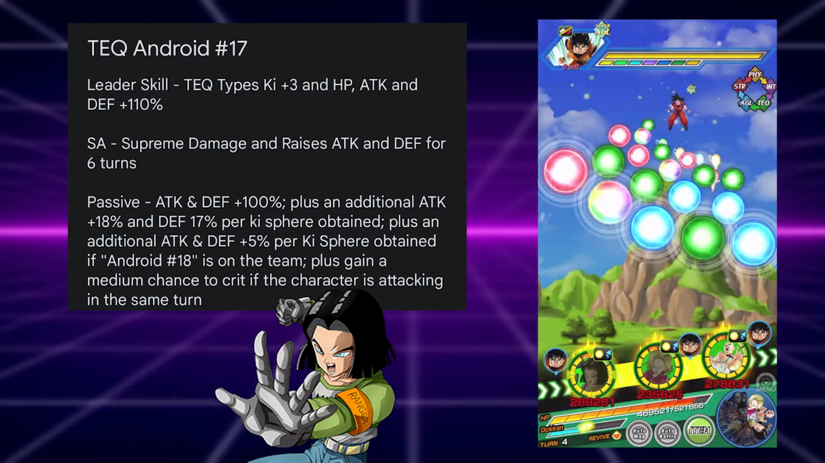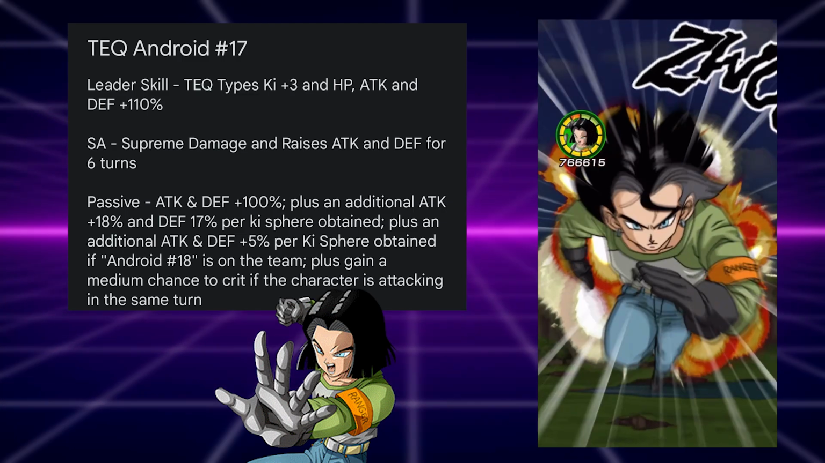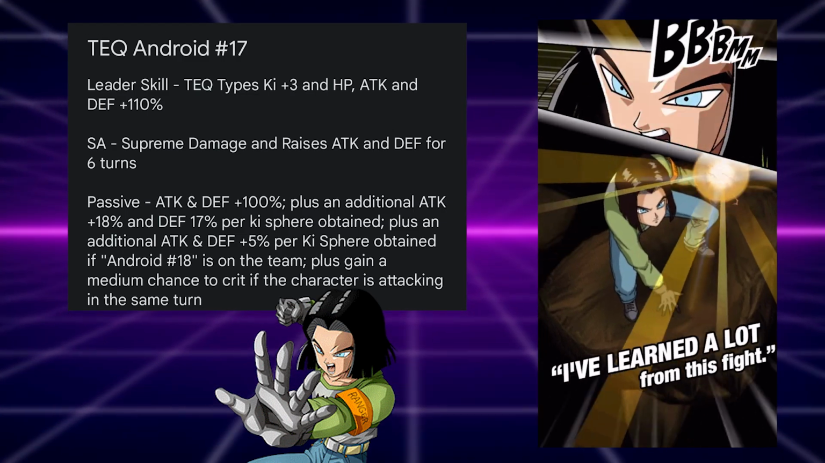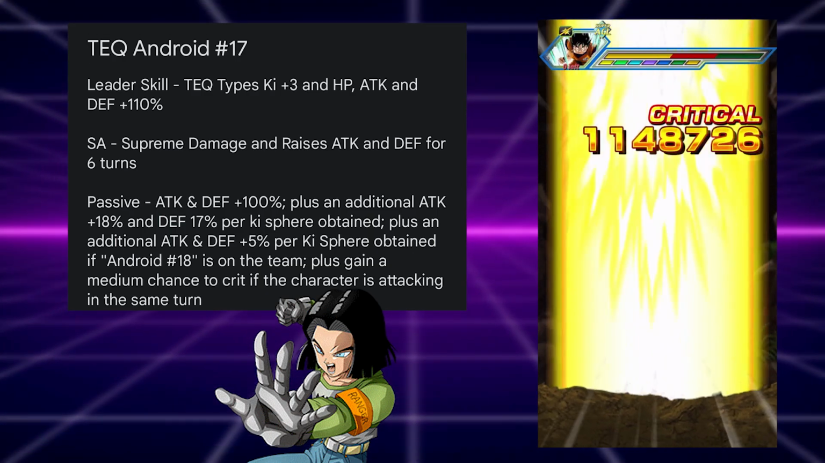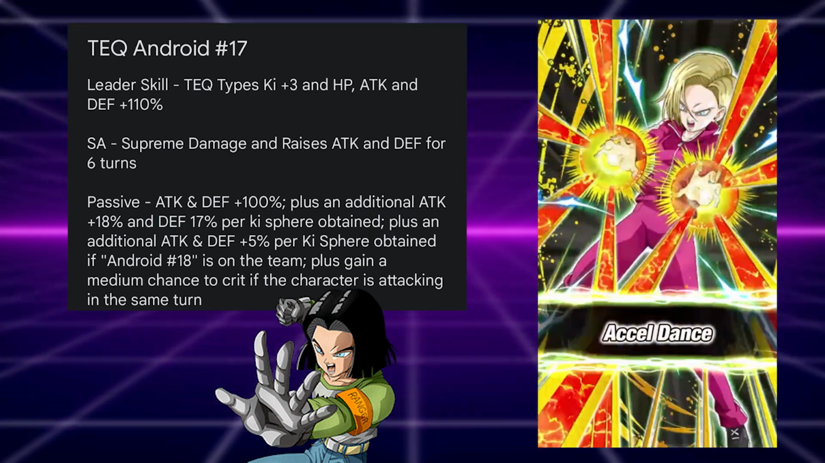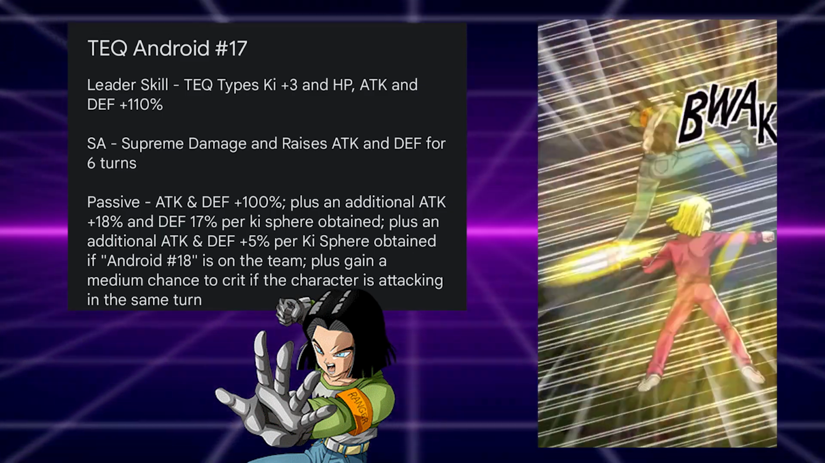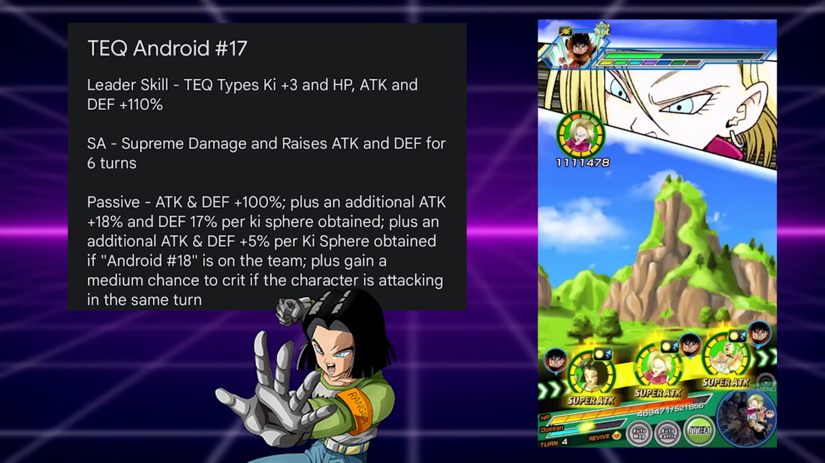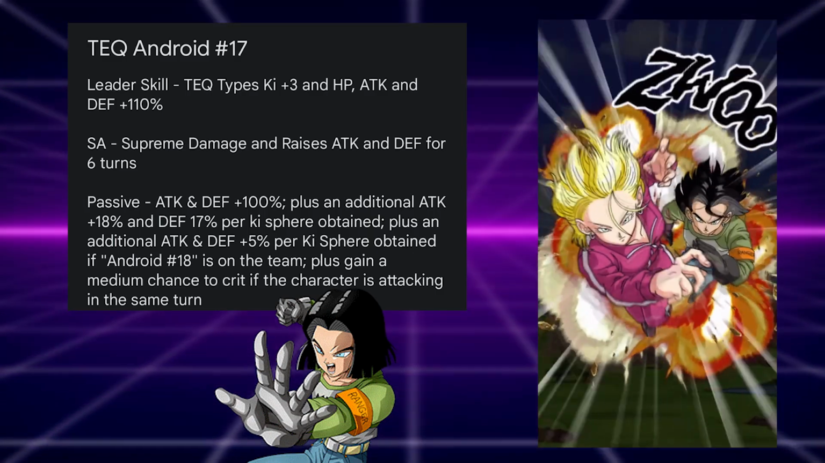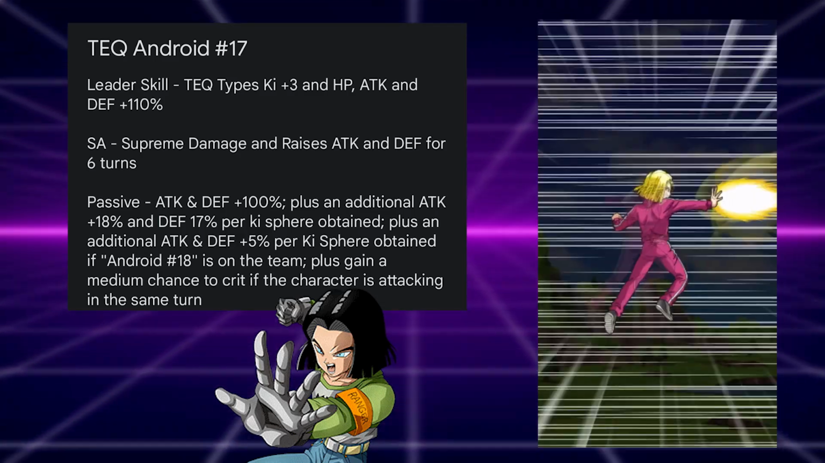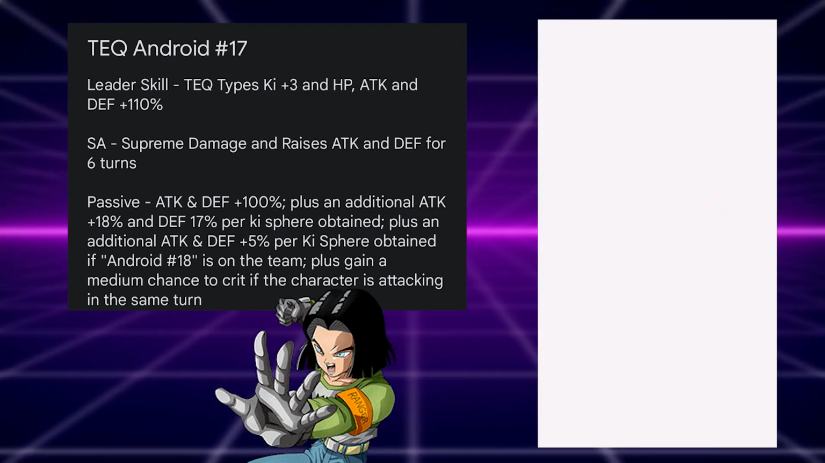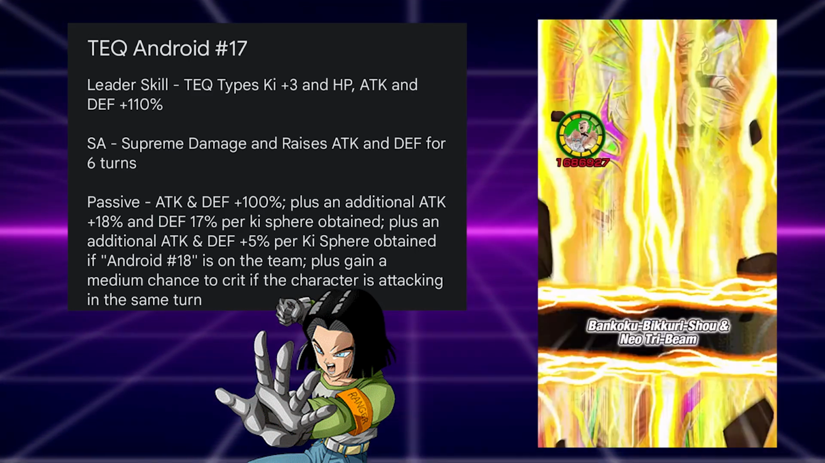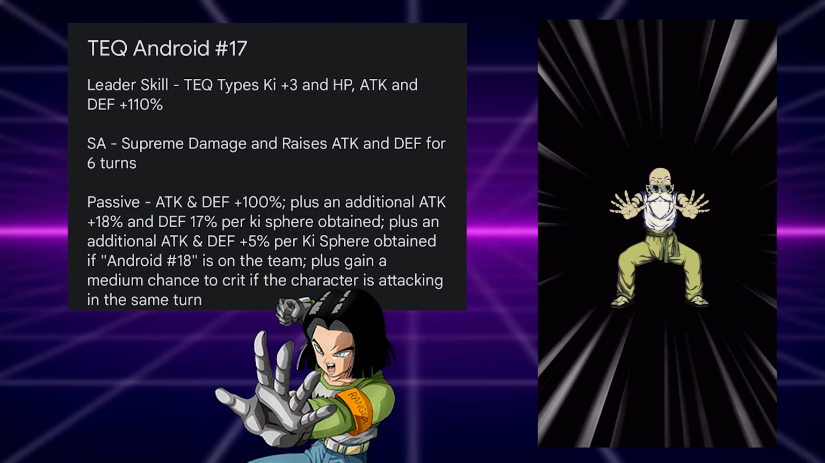So super attack is supreme damage and raises attack and defense for 6 turns. Normally he raises attack for 6 turns right now without an EZA, so just giving that defensive buff makes him really good, because a 6-turn 30% buff can really go places if they're constantly getting additionals and buffing themselves nicely, especially if he's a main rotation unit. And his original passive is 1 line. It's attack and defense 70% plus an additional attack and defense 15% per tech ki sphere obtained. Ooh, he's a nuker. Yeah, he's a nuker.